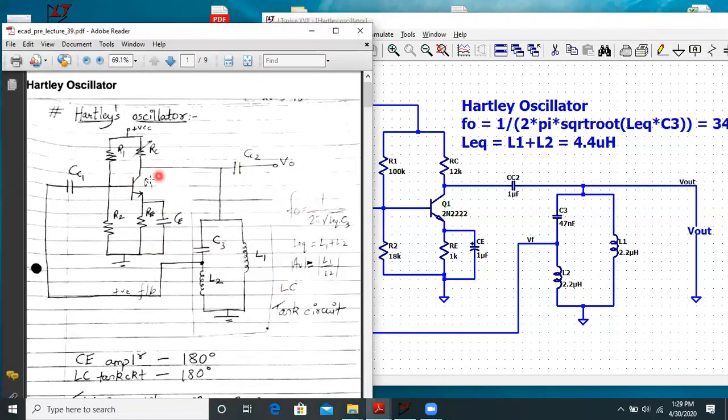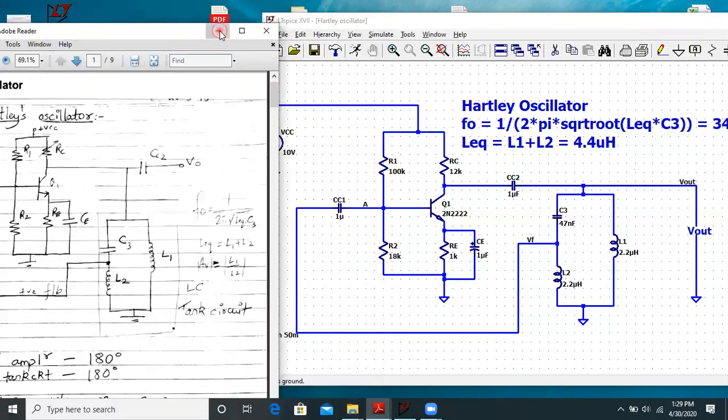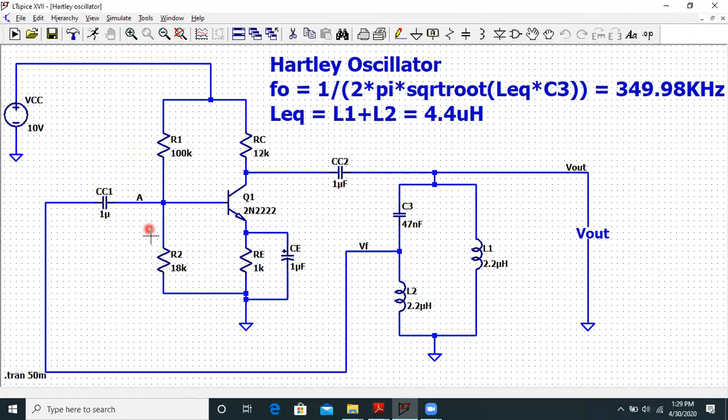Now, as you can see the exact symmetry of this circuitry, similar to this, we have implemented a circuitry in LTspice. So this is my amplifier network consisting of R1, R2, RC, RE, CE, and my active transistor that is Q1, which we have selected as 2N2222, active BJT. And this is my LC tank circuit consisting of inductor L1, L2, C3. And CC1 and CC2 are my input and output coupling capacitors.